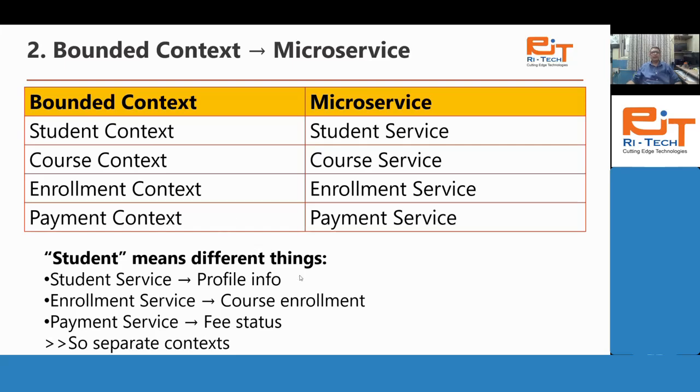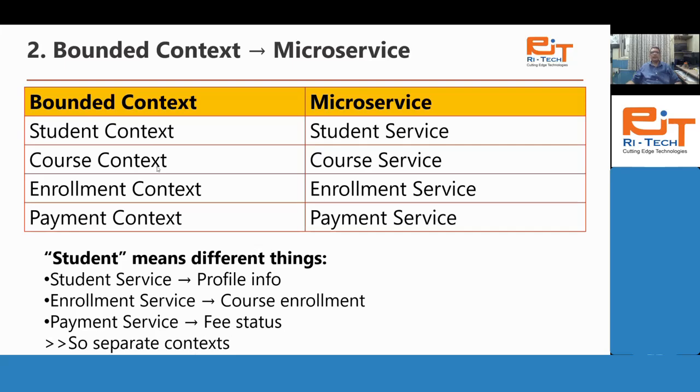Now, why are we creating a separate context for student or course? So when we say student, that means it will have the entire information of the student, student related things like profile information. Now, enrollment service will need the student information as well as course information. So payment service, so fees, we can say status for that.